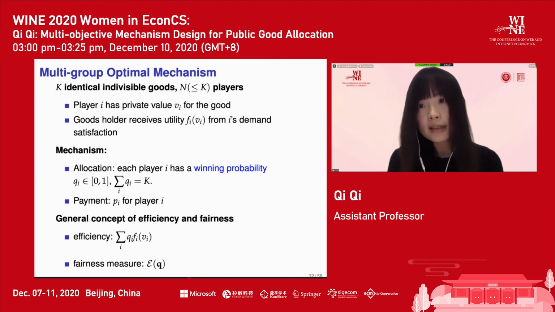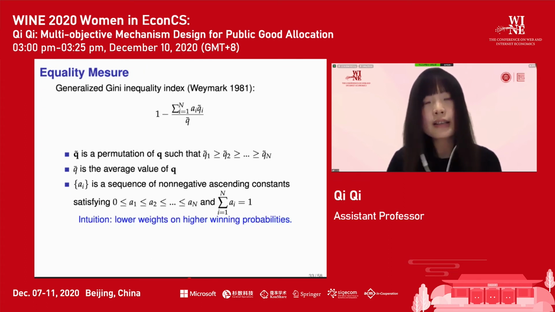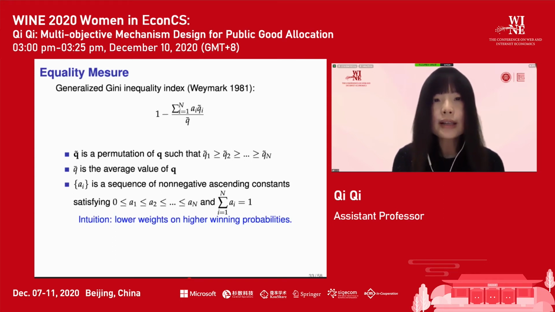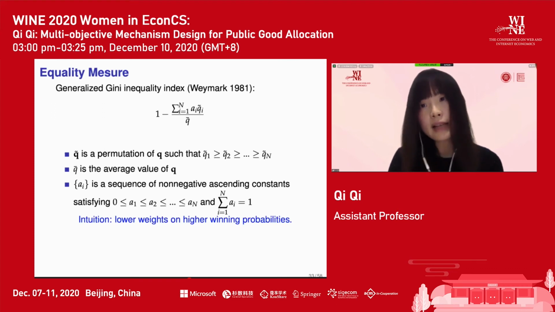So we consider the general framework. This time, we consider any number of groups, and we also extend our definitions of efficiency and fairness. First is the fairness. It's a generalized Gini inequality, not only Gini. We will consider permutations of Q, and we put lower weights on higher winning probabilities to make them more fair.